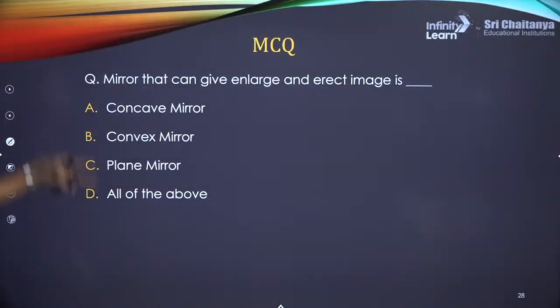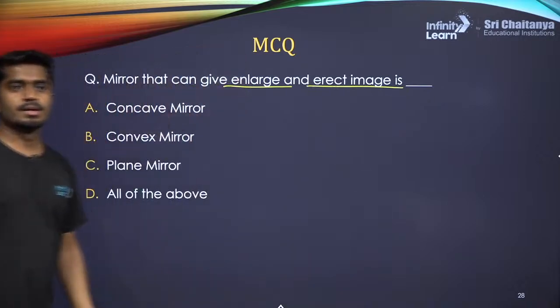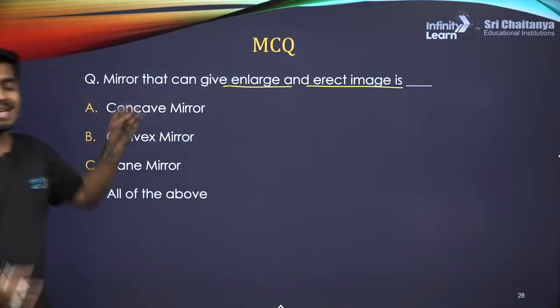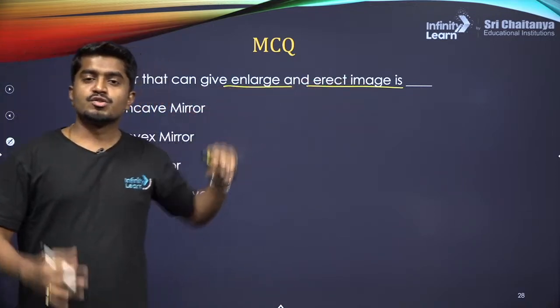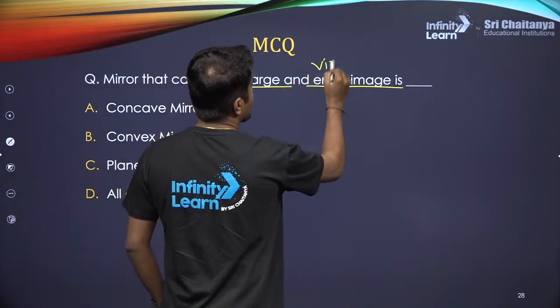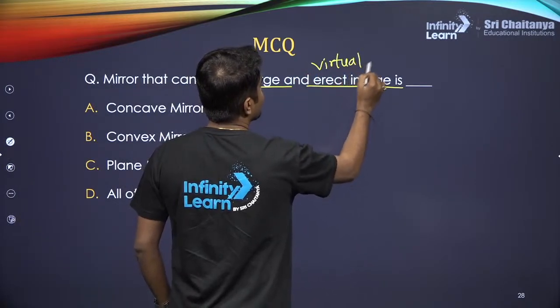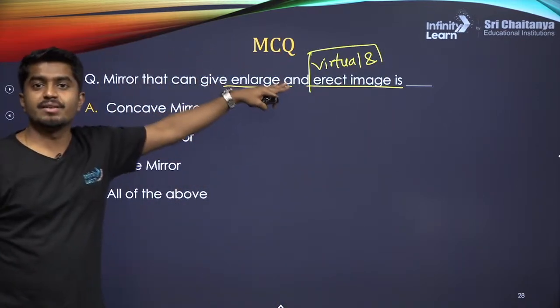All right, solve this question. Which mirror can give an enlarged and erect image? You remember what enlarged is? Enlarged means larger in size, and erect image. So when do you get the erect image? When it is virtual and erect, right? Whenever it is virtual, it will be erect.